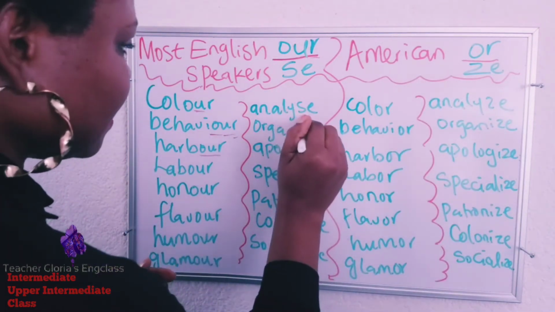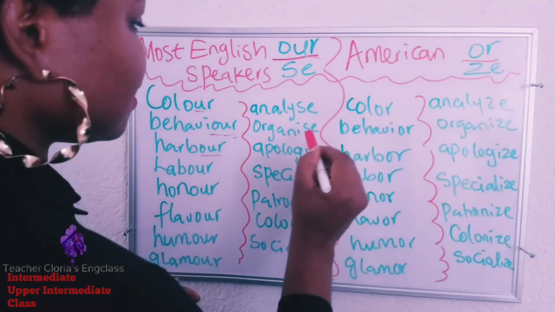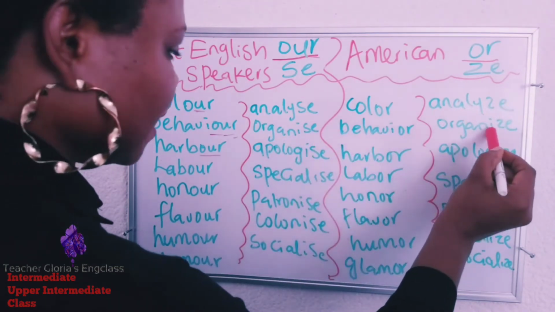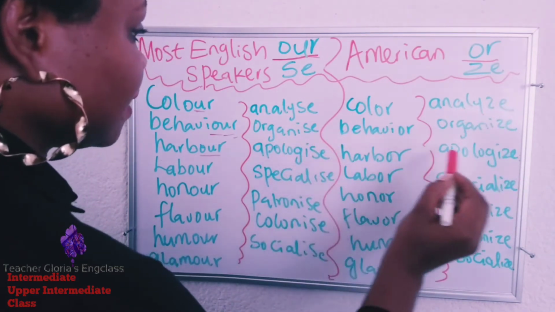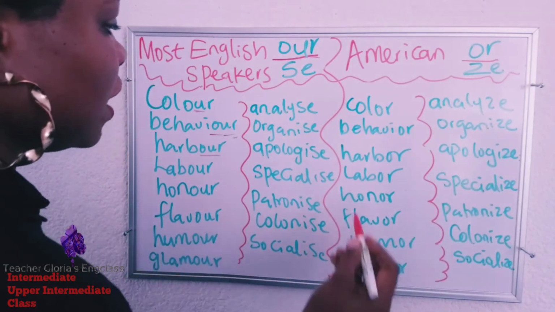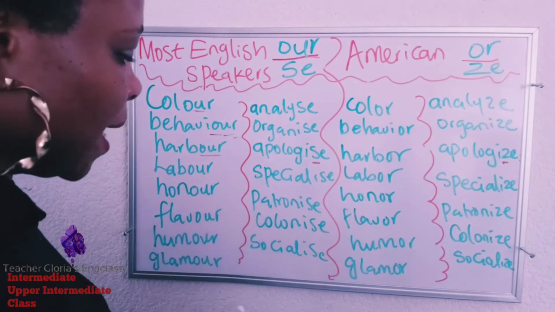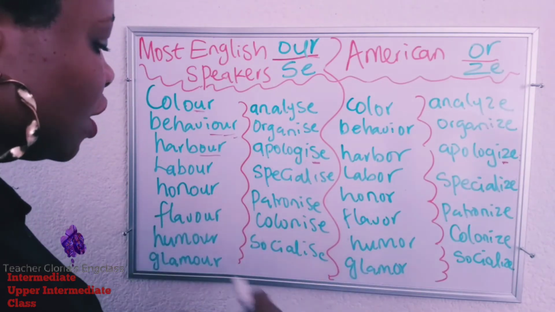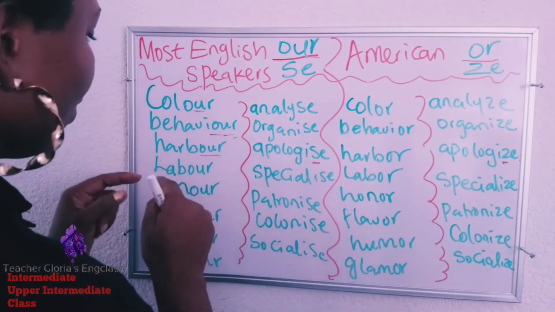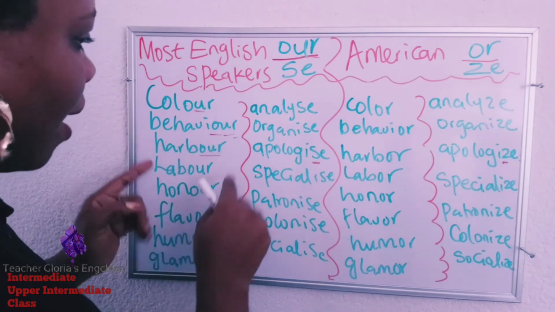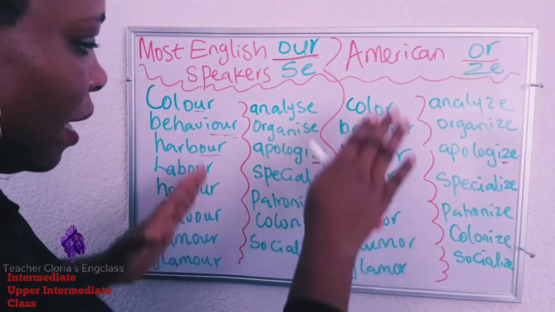This is still analysed here and it's still analyzed here. This is still organised here and it's still organized here. It's still apologised here and it's still apologized here. It is only this S that changes to Z, and that's the major change. The pronunciation is not impacted, unlike when you talk about the O-U-R in the American spelling form.